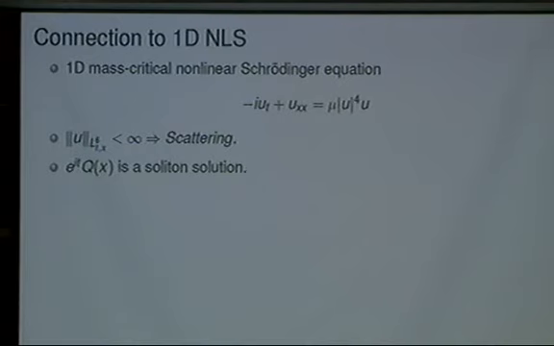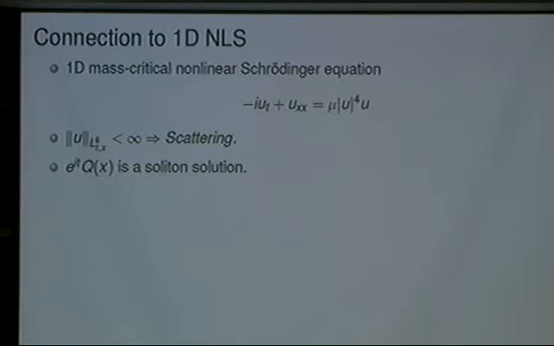So the local theory for the 1D nonlinear Schrödinger equation is quite parallel to the KdV case, but here we have to use the Strichartz estimate. So the symmetric Strichartz norm, the L6 norm, if this is bounded, then that implies scattering by the same argument. Okay, and in this case we have a soliton solution, and the Q is the same function.